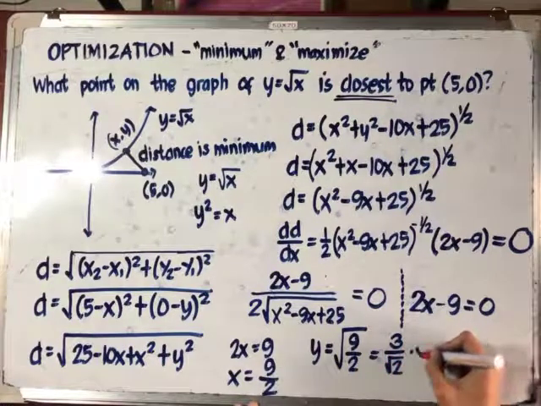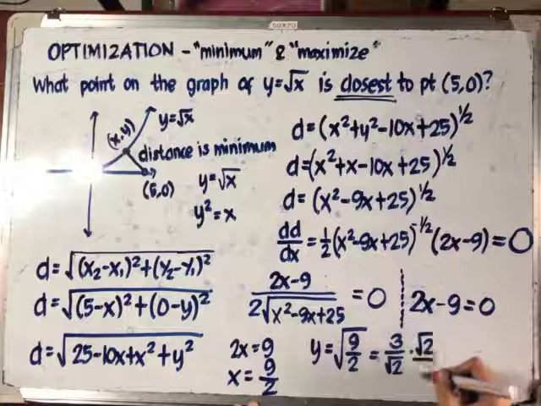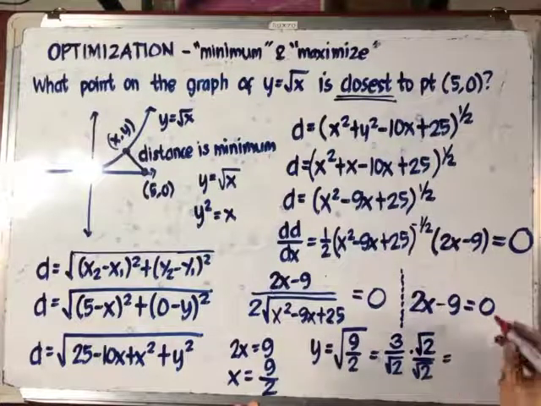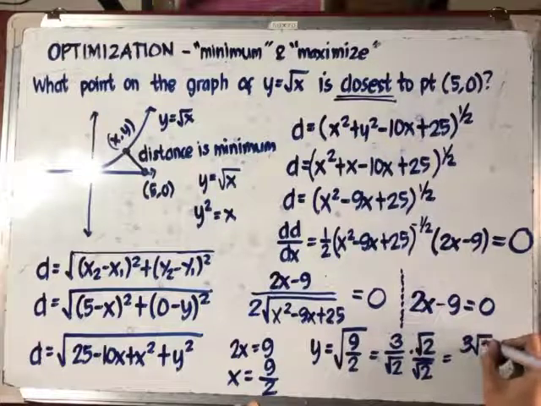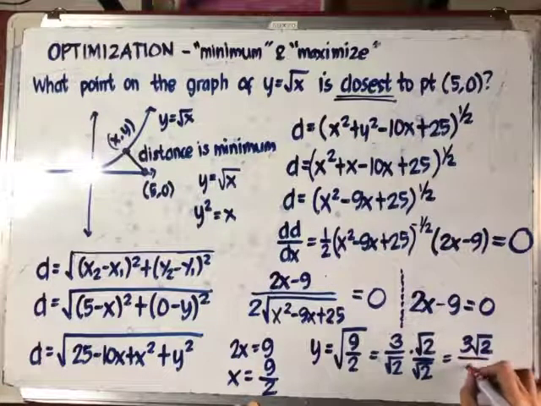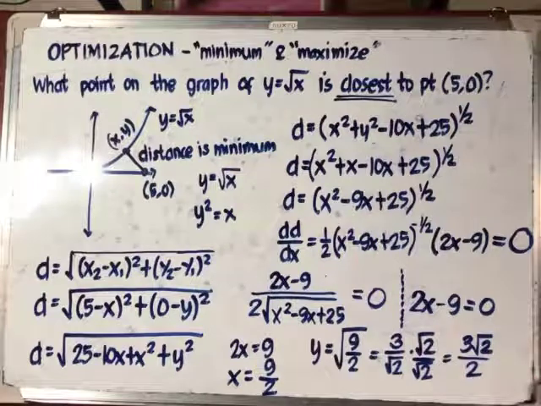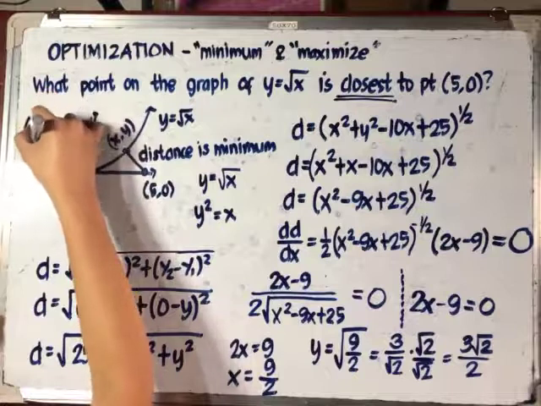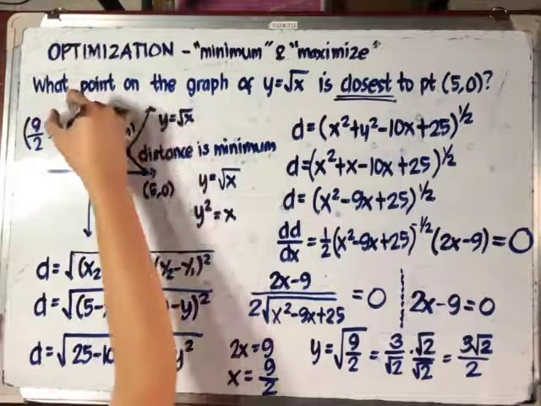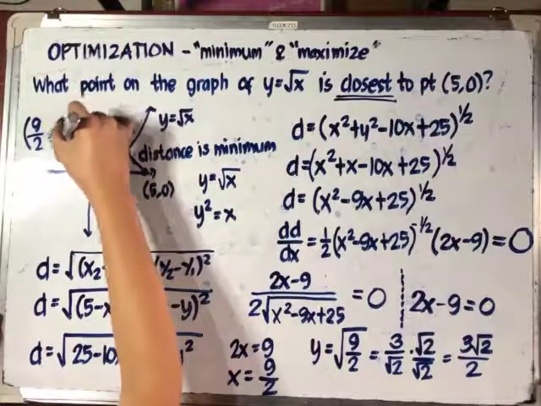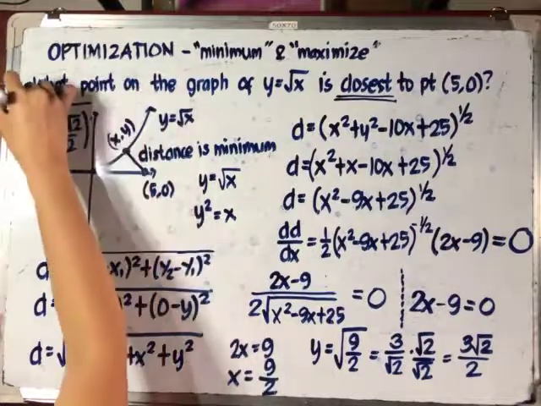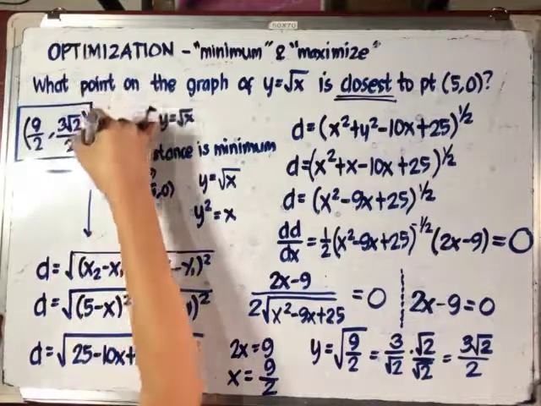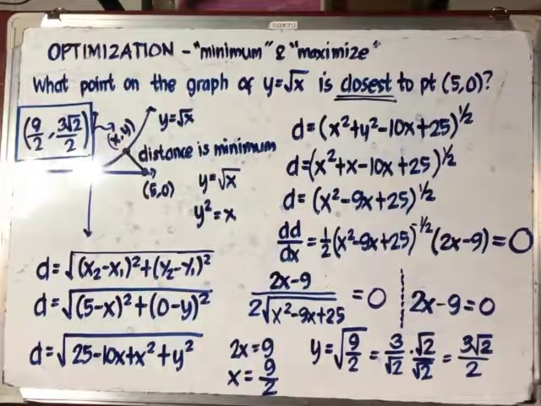Don't forget, you need to rationalize this one. Multiply by square root of 2 and square root of 2. That will give you 3 square root of 2 over 2. You have this x and you have this y. So, final answer natin is a point which is 9 over 2, comma, 3 square root of 2 over 2. And it is this point here. Okay?